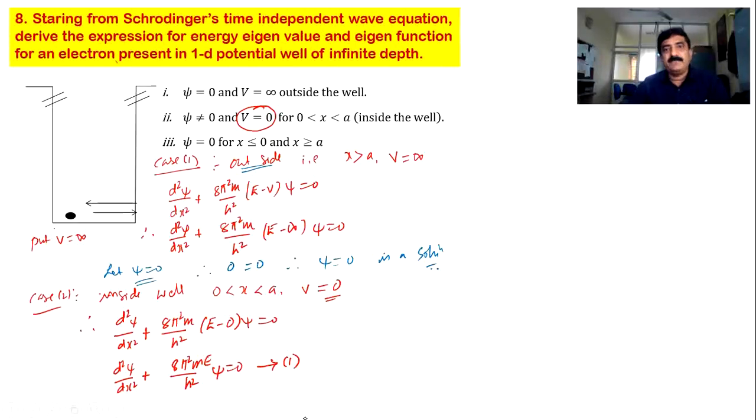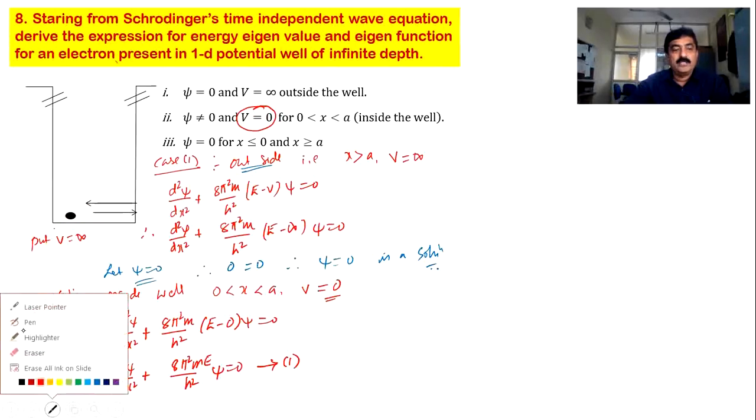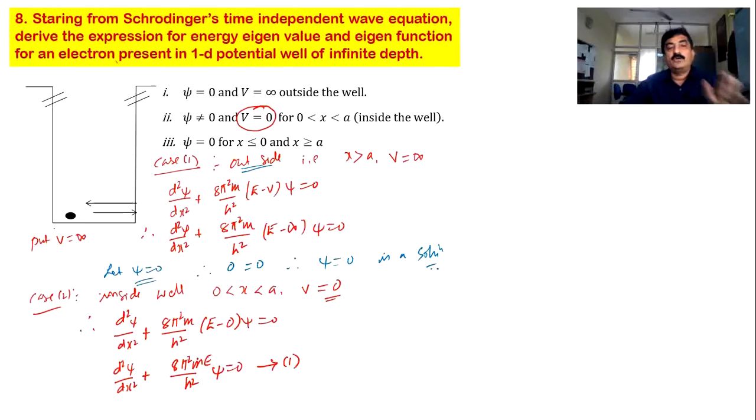But can we accept it? No sir, we cannot. Why? Because look at the second boundary condition: 0 less than x less than a, psi is not equal to 0. That means there is a particle inside the well. Therefore, this time psi equal to 0 is not a solution. We will try to find the solution. So it goes like this.